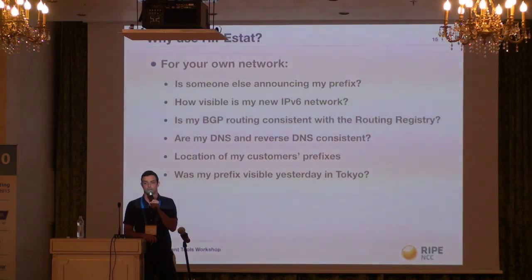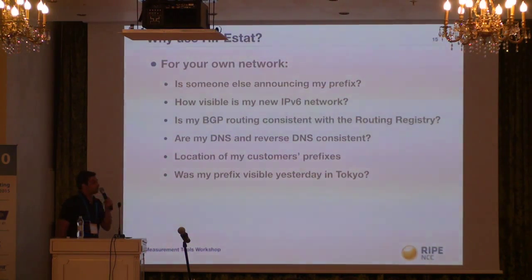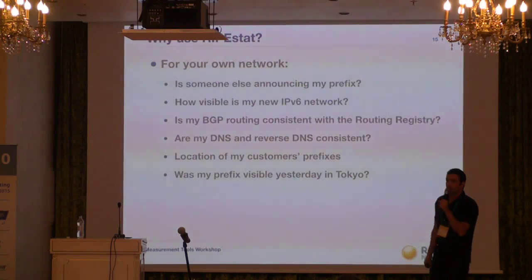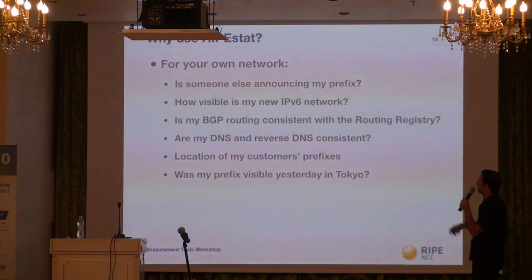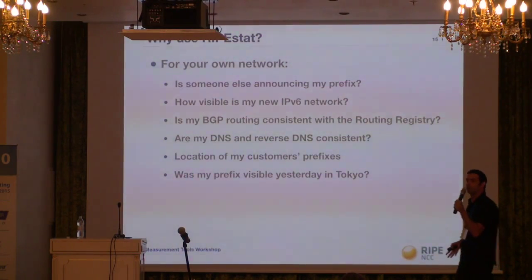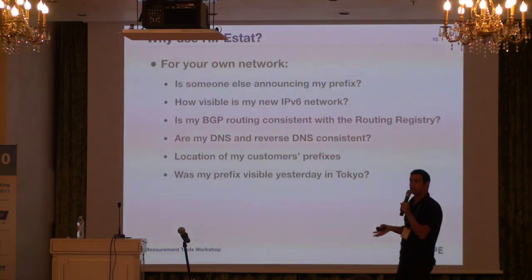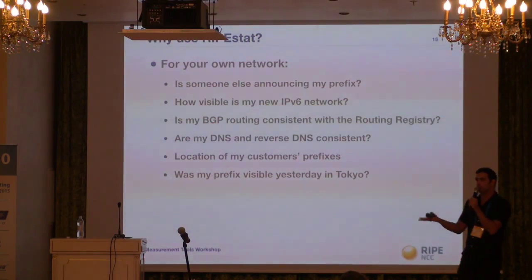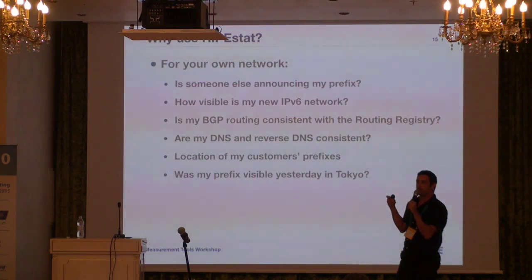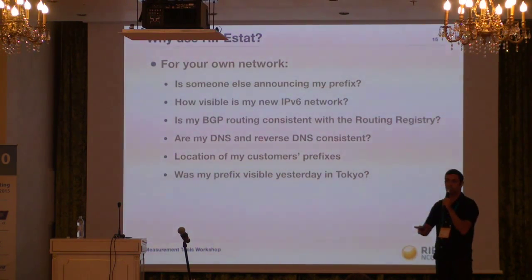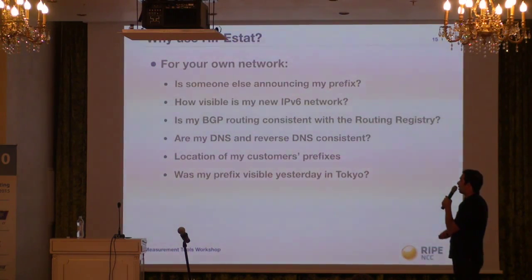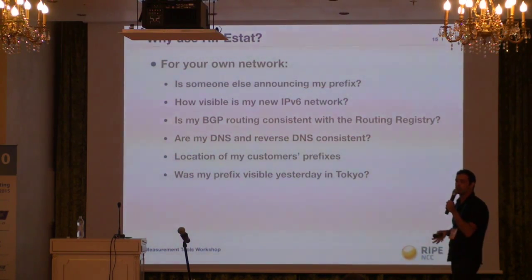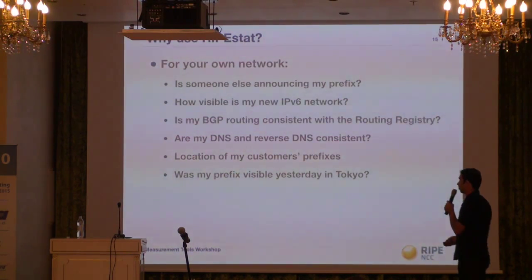Okay, so why would you use this? With RIPE-stat, you can try to answer some of these questions. For your own network, get some information about: is anybody announcing your prefixes? How visible are they? You just deployed your new IPv6 network. Is it actually being seen by anyone out there? Is it properly working? You can also do this. Then there's what you have on BGP, what is being seen in routing tables. Is it the same information as in the routing registry, like the RIPE database and the others? That'll also be easy to see. Is anything about DNS consistent? And basically, if you have customers, where are their prefixes visible? This you can easily get from RIPE-stat.